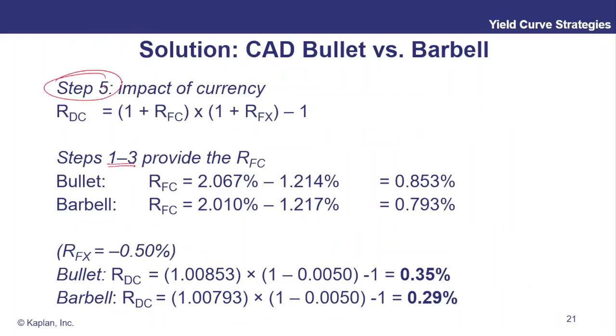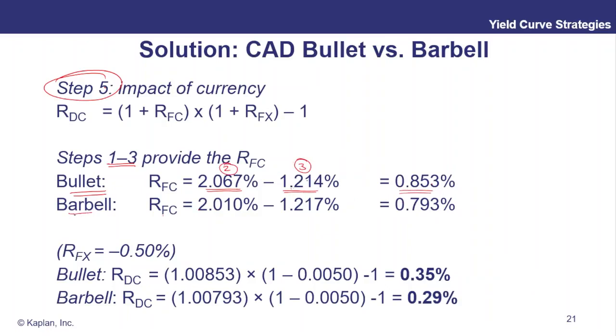Steps 1 to 3 that we've just done, when we bolt them together, you might remember for the bullet, there was a roll down return of 2.067 and what we just calculated to be a duration and convexity impact of the yield curve shift up of minus 1.214%. Those two numbers come from before. You can bolt them together. Technically it's part 2 and part 3. Bolt them together and you get 0.853%.